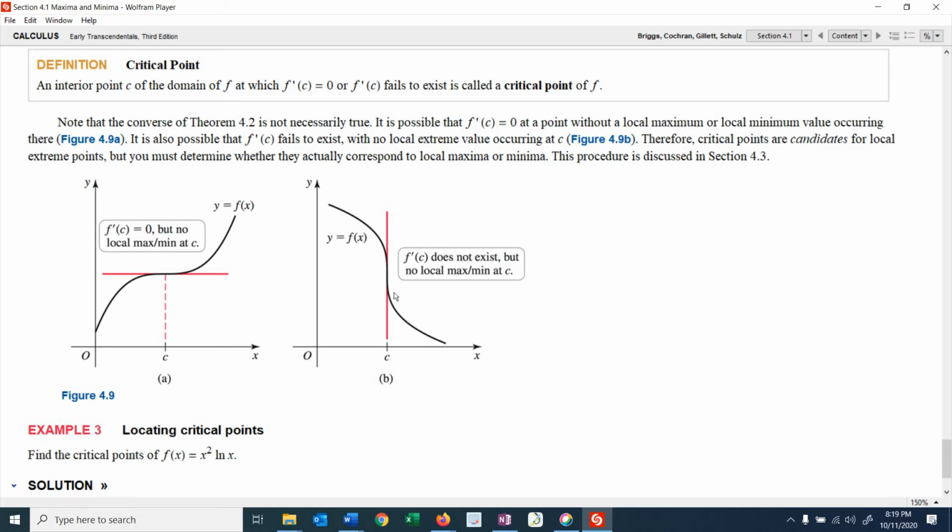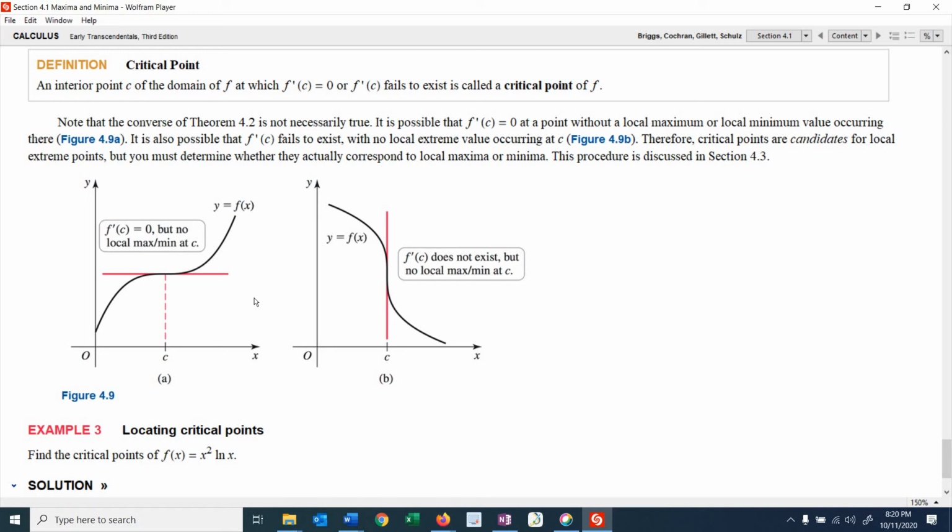Here's an example where the derivative at c is undefined. And I think you can see that because the slope of this tangent line, right here at x equals c, is vertical, and the slope of a vertical tangent line is undefined, right? So f prime of c doesn't exist here at c. And you can see that that doesn't mean that we have a local minimum or maximum. This is not a local minimum or maximum at c. So the converse of that statement is not true.